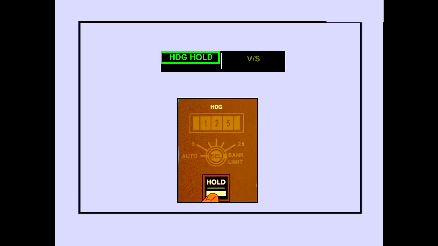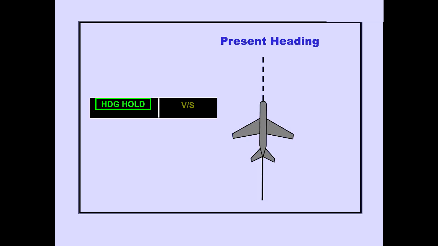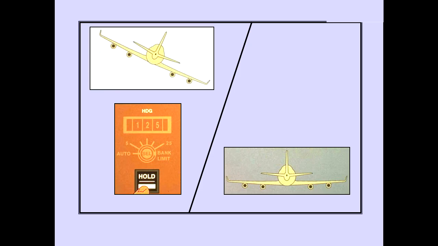First, let's look at Heading Hold. Pushing the Heading Hold switch selects the Heading Hold mode. Heading Hold is displayed on the PFDs. In the Heading Hold mode, the autopilot holds airplane present heading. When Heading Hold is selected while in a turn, the autopilot rolls out of the turn and holds the heading which exists when the wings become level.